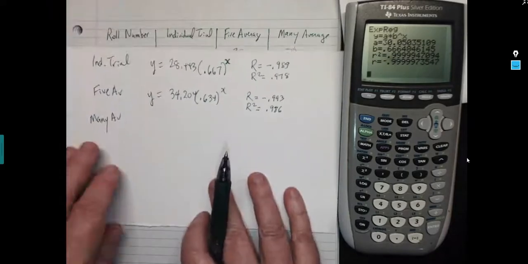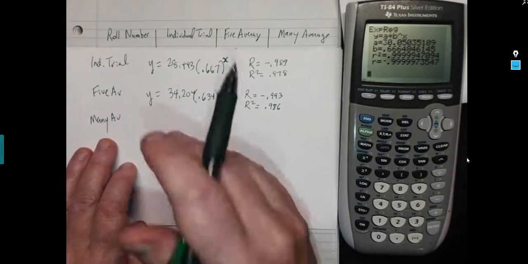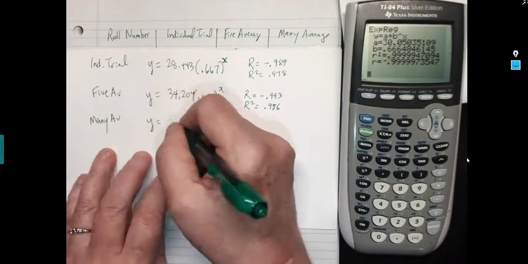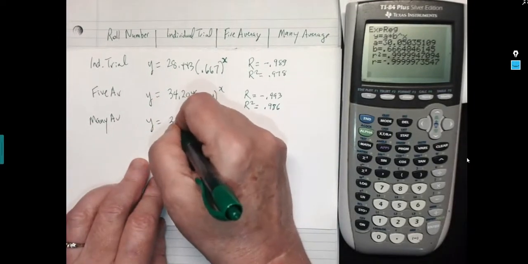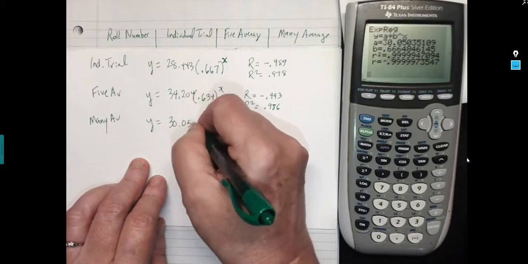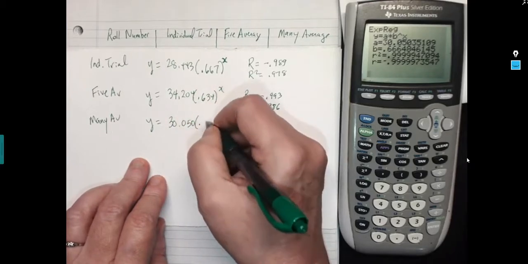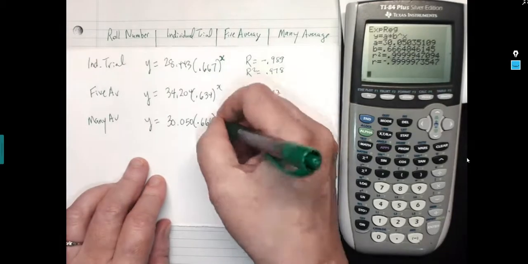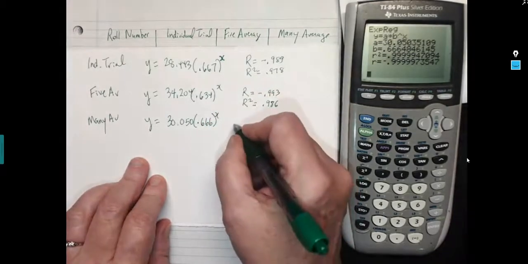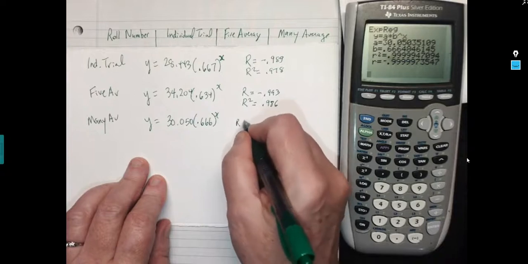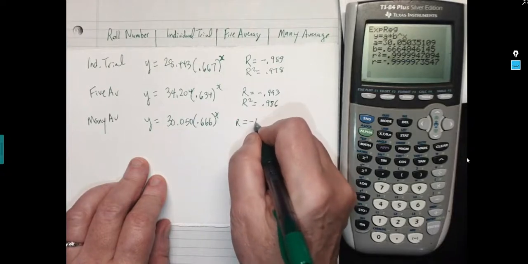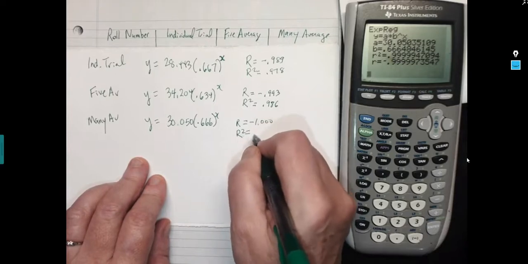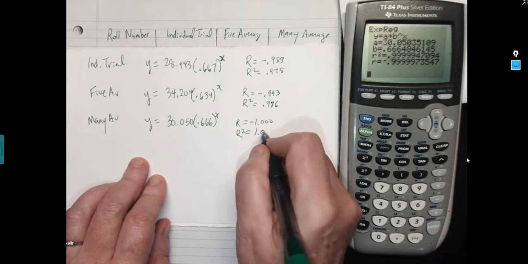Okay, so for my mini average of over 1,000 trials, I'm going to have y equals a, which I'm going to take to 3 places, times b to 3 places, and my r here, if I take that to 3 places, that is now -1, and my r squared, if I take that to 3 places, that's +1.